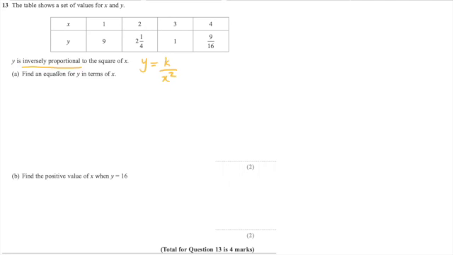Okay, part A says, find an equation for y in terms of x. And this equation is not your answer because it has an unknown constant. We need to find k to be able to write the final equation.